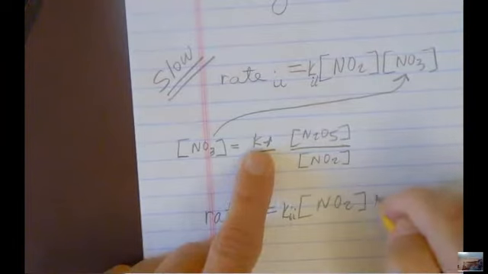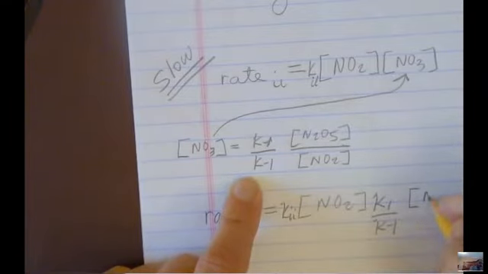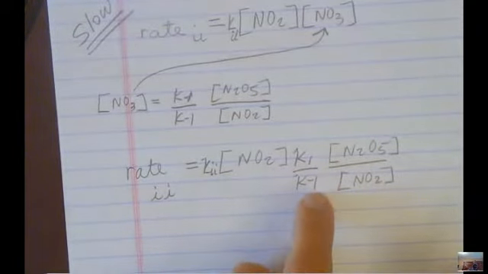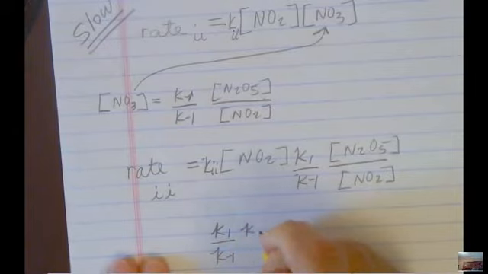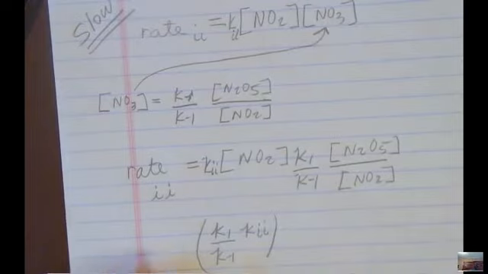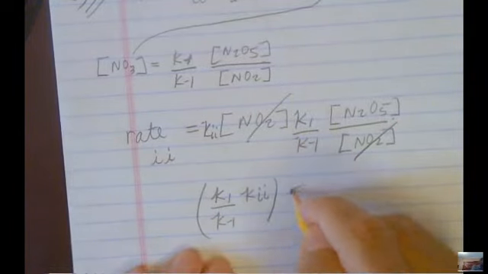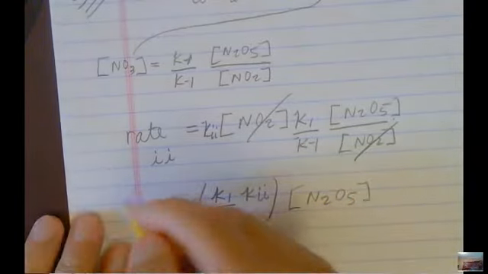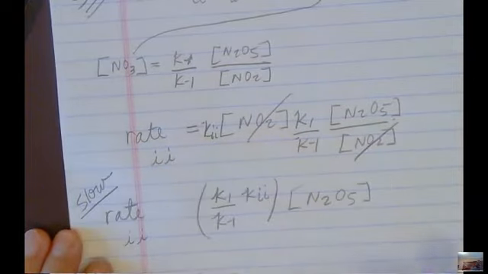Got to substitute in for that. I put in a k1, k minus 1. These are all lowercase. Times N2O5 all over NO2. Gather up all of the k's together: k1 over k minus 1. These are just constants. Times k2. All of those together are going to make one constant. This and this cancel out, right? So the rate law for the overall equation, the only thing that matters is the concentration of N2O5 to the first power. This is the rate for step II, the slow step, the rate determining step, the step that matters.